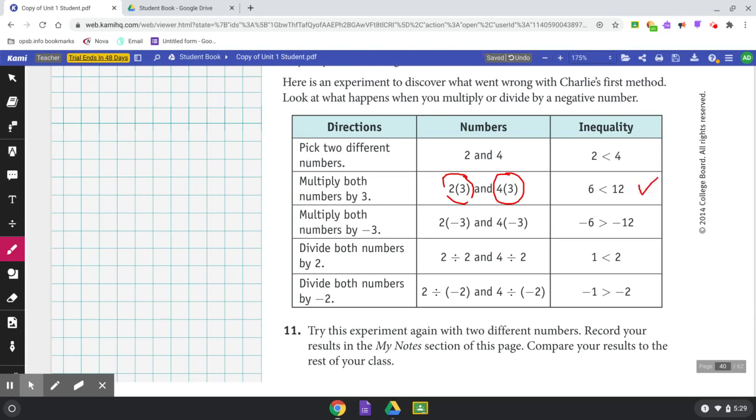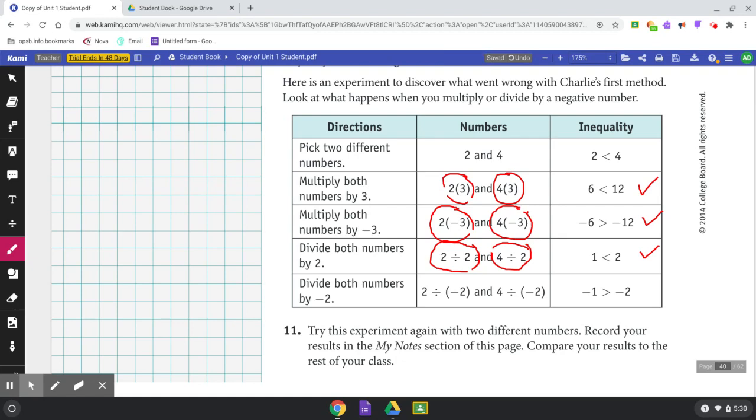Multiply both numbers by negative 3. When I have 2 times negative 3 and 4 times negative 3, that becomes negative 6 and negative 12. Negative 6 is greater than negative 12. Is negative 6 greater than negative 12? Yes. Negative 6 is greater than negative 12. Divide both numbers by 2. When I divide both numbers by 2, I get 1 is less than 2. Well, that's correct.